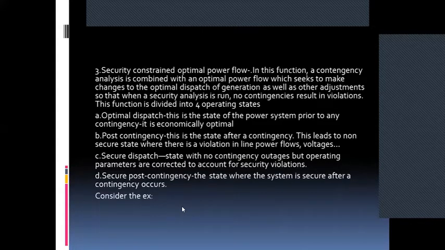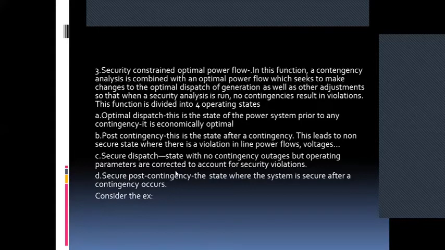So the third important function is security constrained optimal power flow. In the security system, we also have to take care that the power flow should be optimized. In this function, a contingency analysis is combined with an optimal power flow, which seeks to make changes to the optimal dispatch of generation as well as other adjustments, so that when a security analysis is run, violations are removed. This function is divided into 4 operating states.